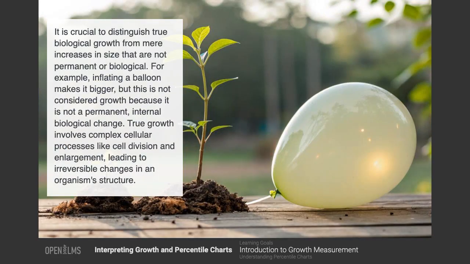It is crucial to distinguish true biological growth from mere increases in size that are not permanent or biological. For example, inflating a balloon makes it bigger, but this is not considered growth because it is not a permanent internal biological change. True growth involves complex cellular processes like cell division and enlargement, leading to irreversible changes in an organism's structure.